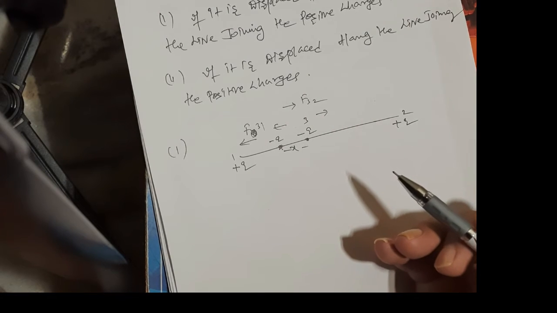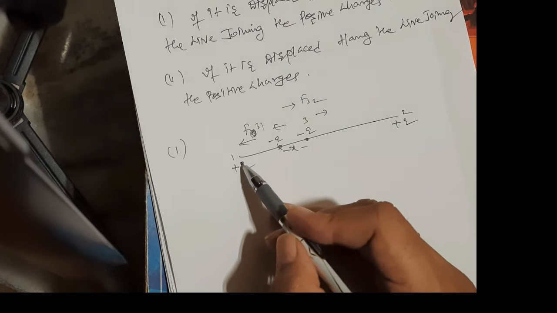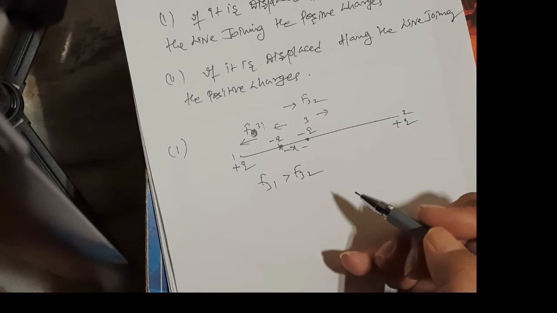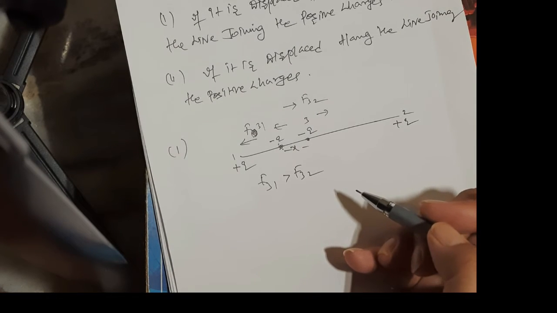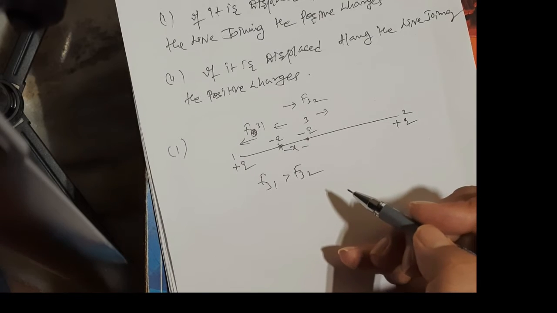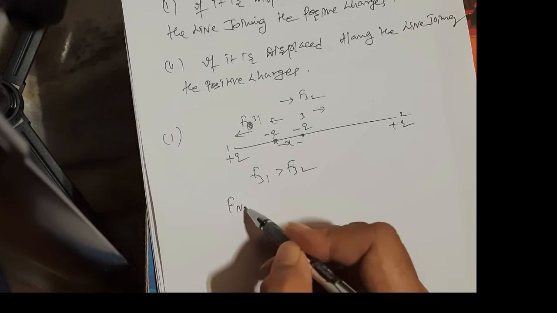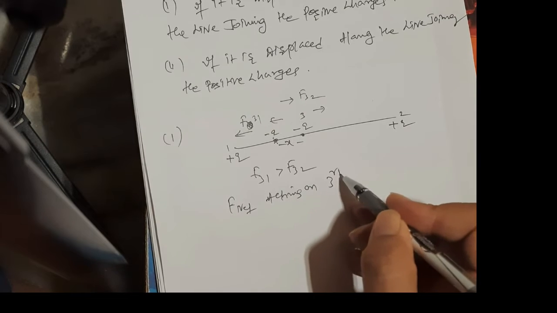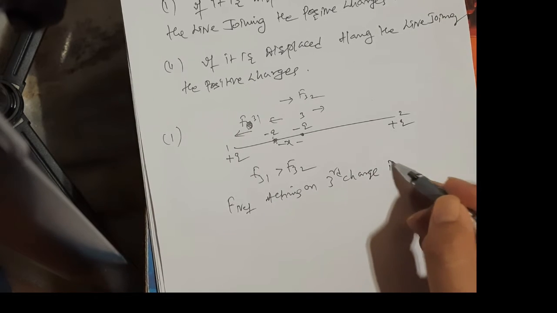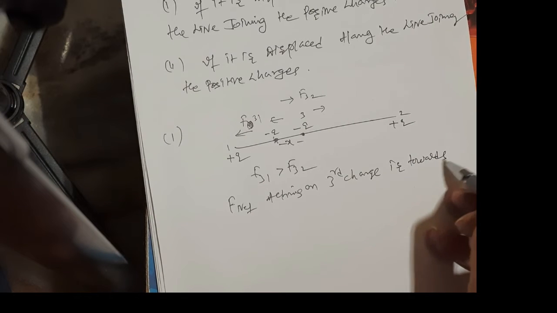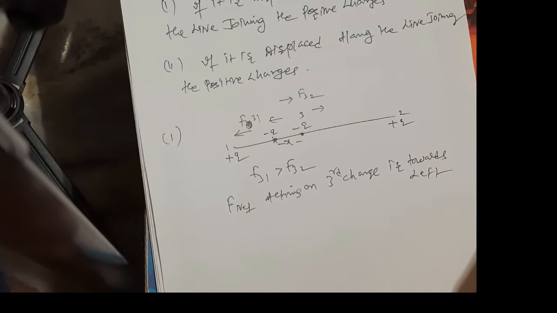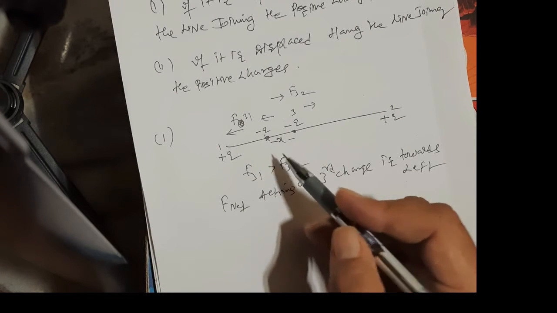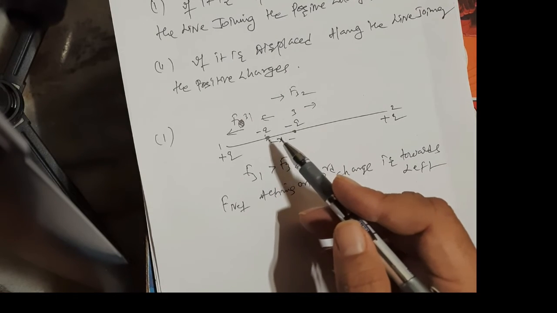Which force is greater? Since this charge is very near to the first charge, we conclude that F31 is greater than F32. So the net force acting on the third charge is towards the left. So there is a net force acting on the third charge, that is the negative charge, towards the left.